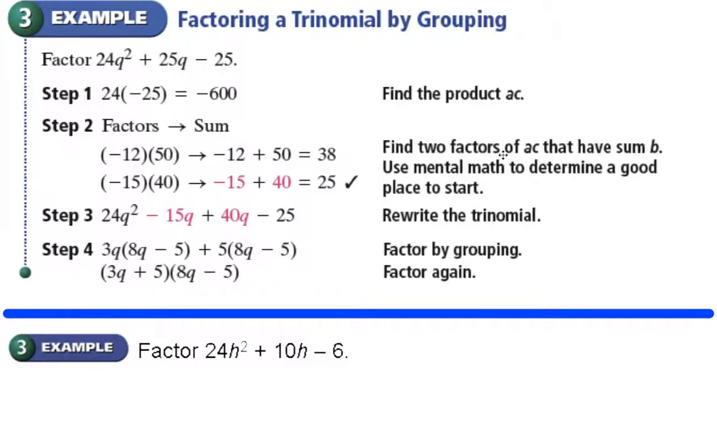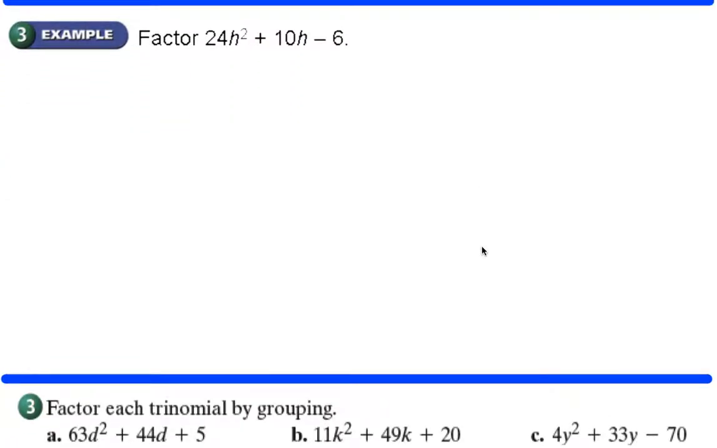All right, factoring a trinomial by grouping. So we're going to look up at this trinomial. We've got 24h squared plus 10h minus 6. All of these are even, so we're going to factor out a 2 first. So factoring out a 2 leaves us with 12h squared plus 5h minus 3. I'm going to get rid of that so it doesn't look like I squared it. Okay, now doing this using grouping.